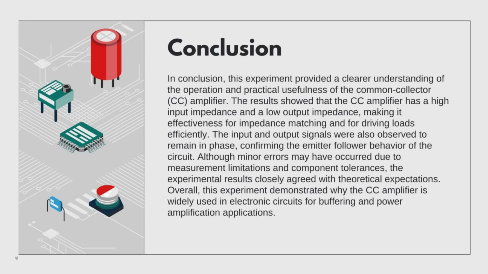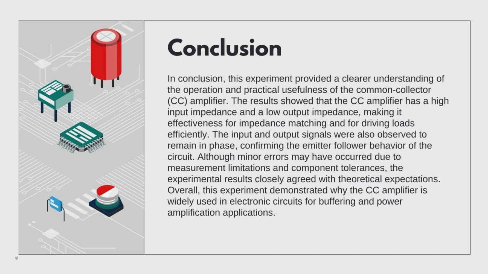In conclusion, this experiment provided a clear understanding of the operation and practical usefulness of the common collector CC amplifier. The results showed that the CC amplifier has a high input impedance and a low output impedance, making it effective for impedance matching and for driving loads efficiently. The input and output signals were also observed to remain in phase, confirming the emitter follower behavior of the circuit.